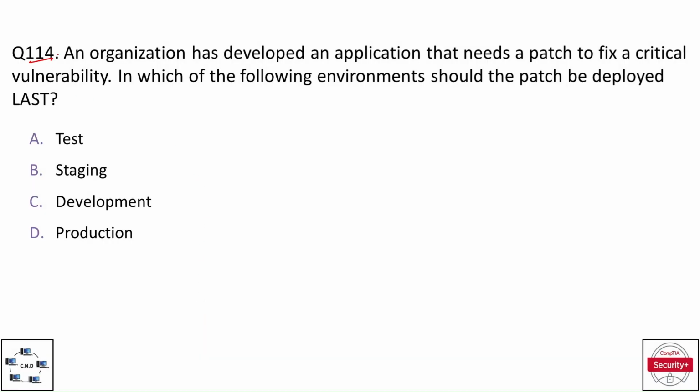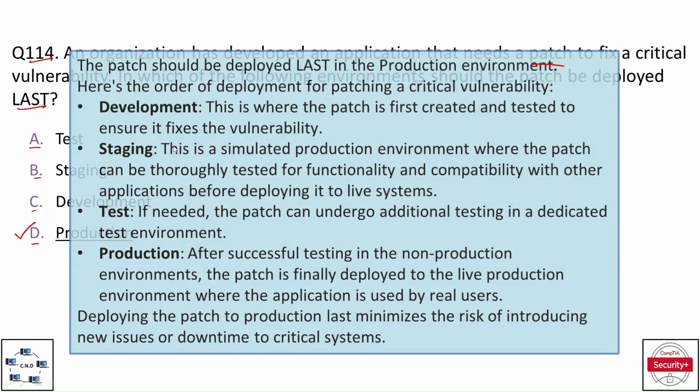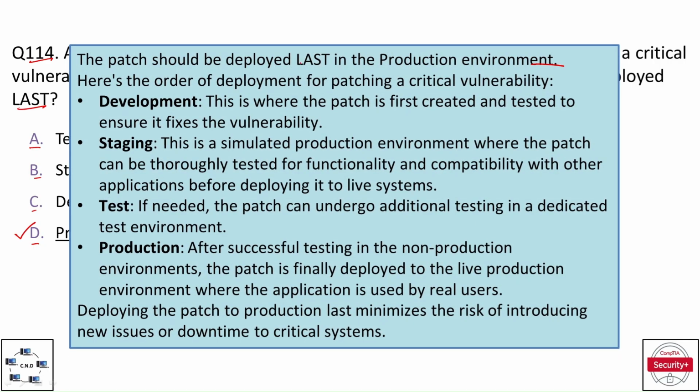Question number 114. An organization has developed an application that needs a patch to fix a critical vulnerability. In which of the following environments should the patch be deployed last? And the options are option A, test, option B, staging, option C, development, and option D, production. And the correct option is option D, production, and the explanation is, so the patch should be deployed last in the production environment.